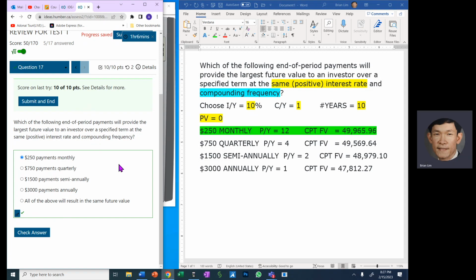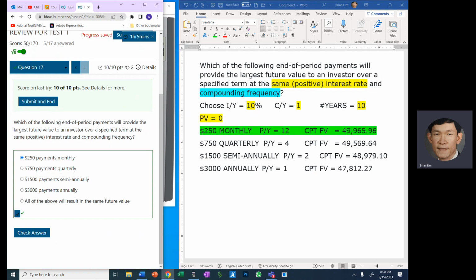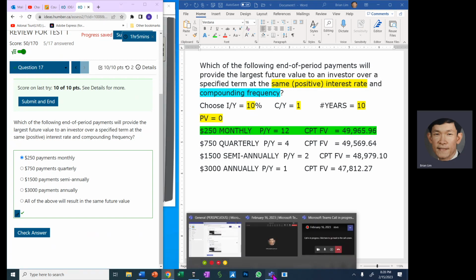Now, say you had no time and you wanted to guess which answer will probably be correct. All of the above is definitely wrong. You can see that it so happens that the one with the most frequent compounding is the one that yields the largest future value. Of course, it's dependent on the amounts of each payment. But anyway, that is the correct answer, and that brings us to the end of the question. I will stop the recording.